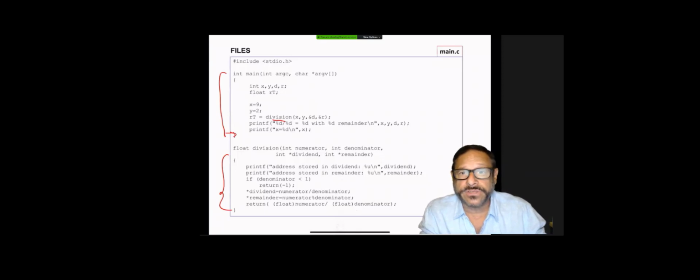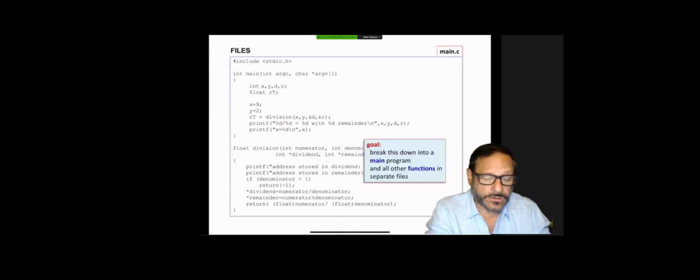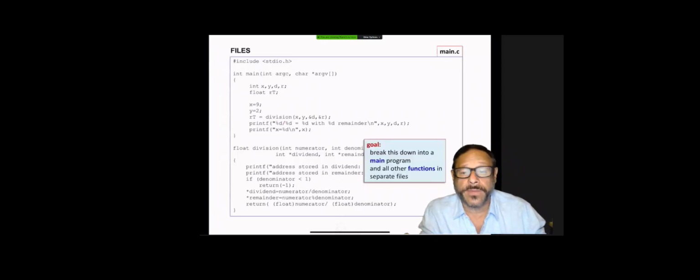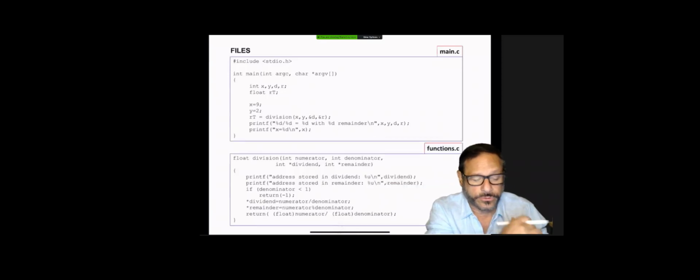Now, how do we use this? I've got the function. Let's take a look at this. The goal now is to break down the main program into other functions, and then to put those other functions into separate files. Again, we can put this all in one file, and this would kind of work. We're just going to see order matters. But the idea here is to make this into logical units.